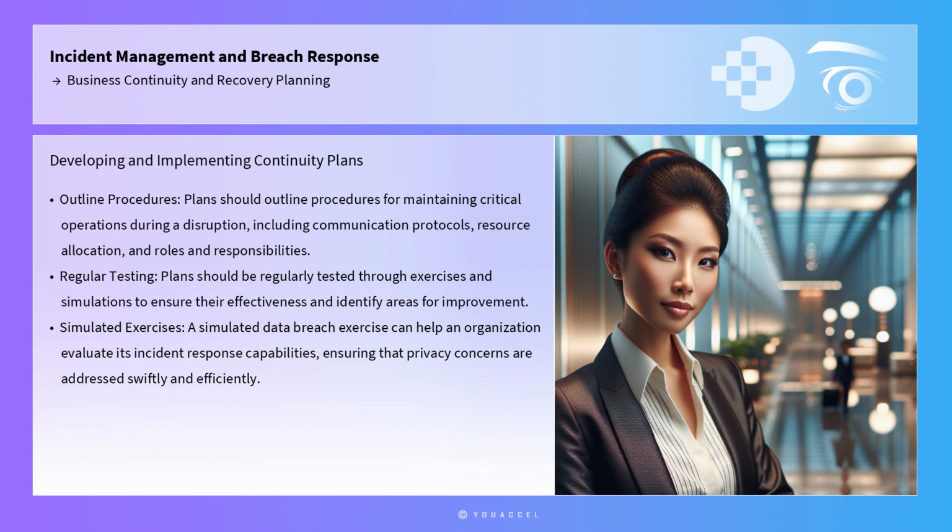Once the BIA and risk assessment are complete, organizations can develop and implement business continuity and recovery plans. These plans should outline procedures for maintaining critical operations during a disruption, including communication protocols, resource allocation, and roles and responsibilities. Importantly, plans should be regularly tested through exercises and simulations to ensure their effectiveness and identify areas for improvement. For instance, a simulated data breach exercise can help an organization evaluate its incident response capabilities, ensuring that privacy concerns are addressed swiftly and efficiently.